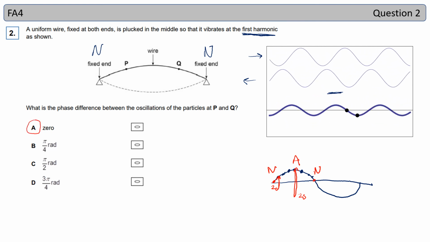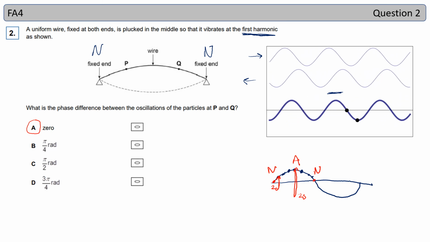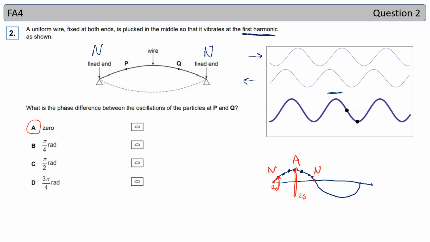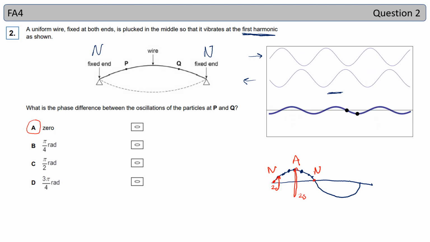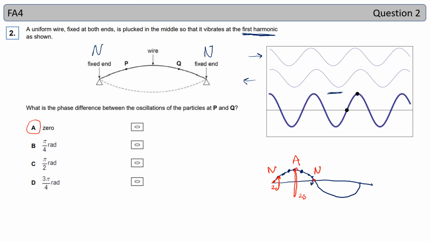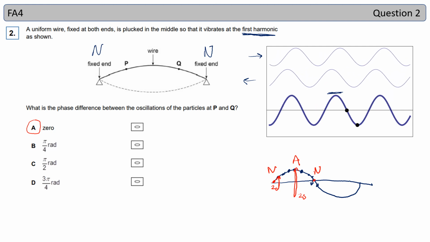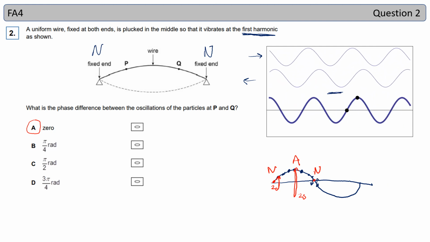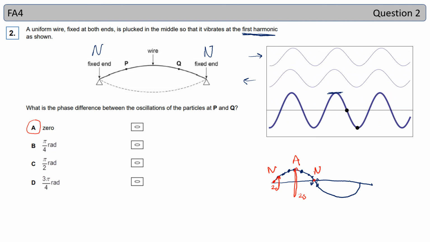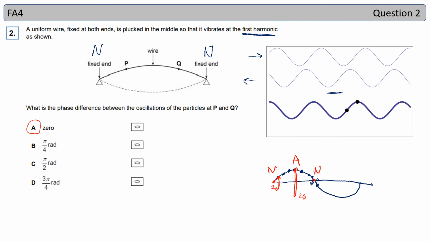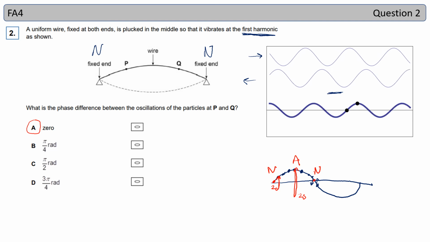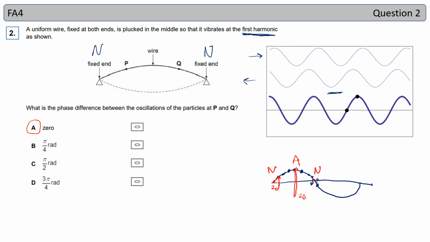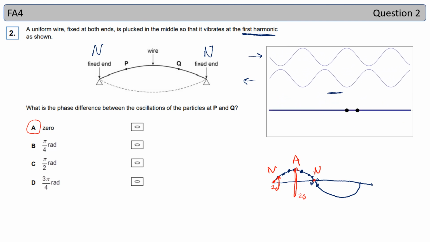It's also worth noting that if we look at either side of a node, this particle here is just about to start moving down. This particle here is just about to start moving up, but they've got the same size displacement, albeit positive on the top and negative on the bottom, as each other. So either side of a node, they would be in antiphase. They would have a phase difference of pi radians or 180 degrees.